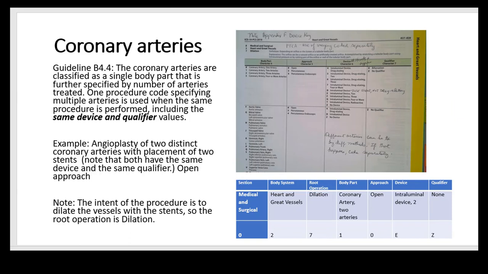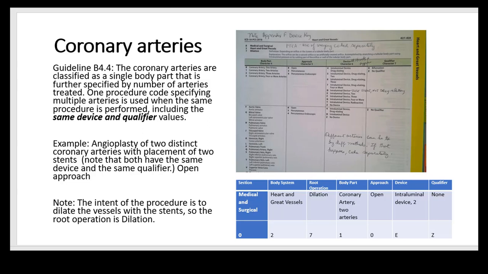The next guideline has to do with coronary arteries, Guideline B4.4. The coronary arteries are classified as a single body part that is further specified by the number of arteries treated. So one procedure code that specifies multiple arteries is used when the same procedure is performed, including the same device and the same qualifier values.